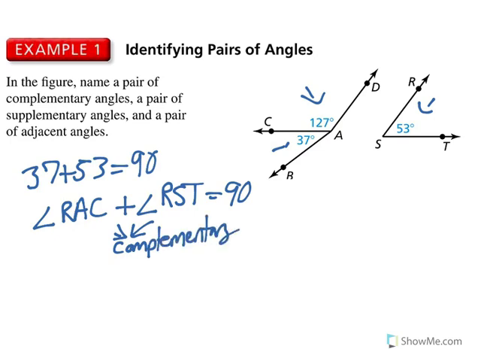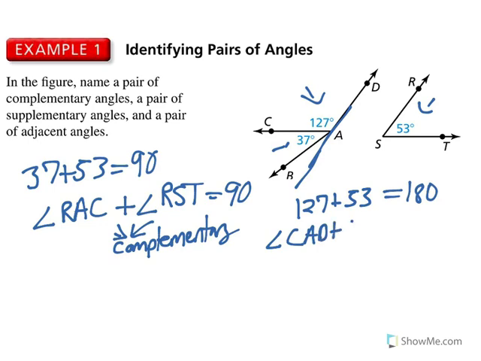Then we want to look for supplementary angles. Supplementary means that they add up to be 180 degrees. If I notice, these two aren't a straight line, so they can't be supplementary. They don't have to be a straight line, which would be 180. So odds are it's going to be the 127 plus 53. If I add that together, it does give me 180. So those two angles are going to be my supplementary. That would be angle CAD plus angle RST would equal 180. So I could say that they are supplementary.